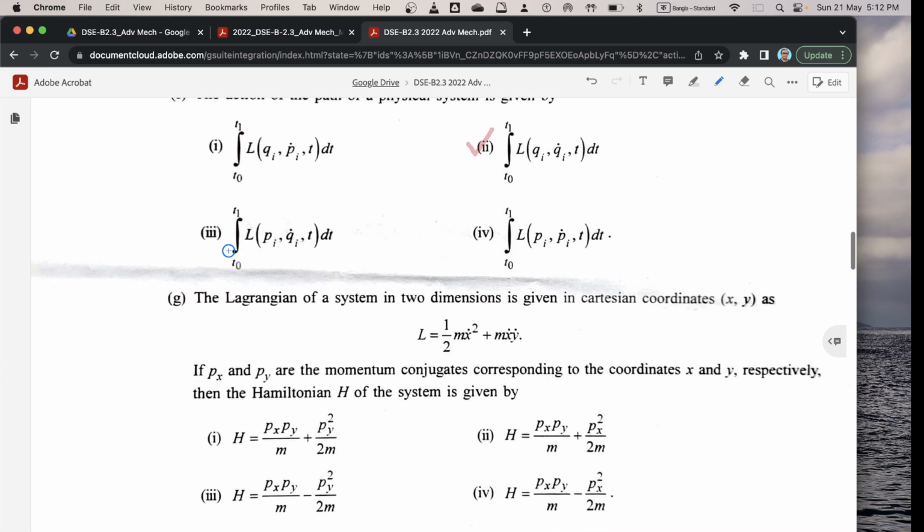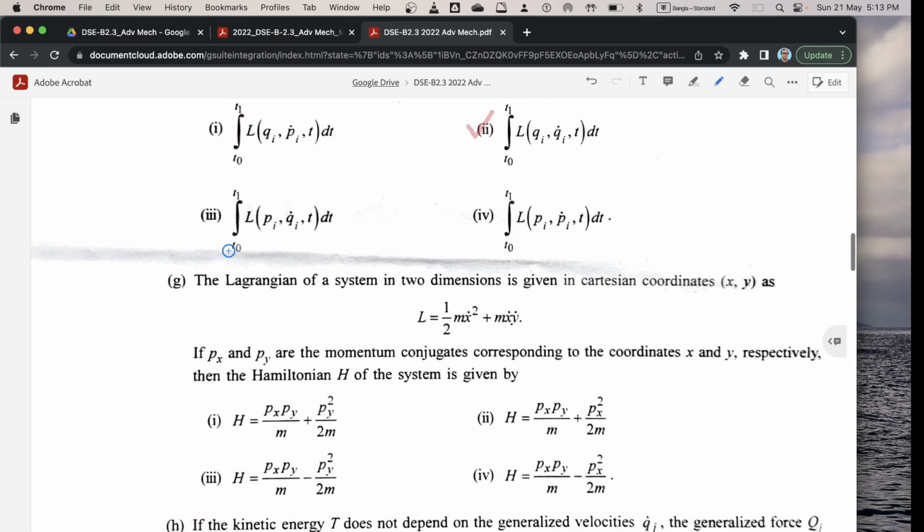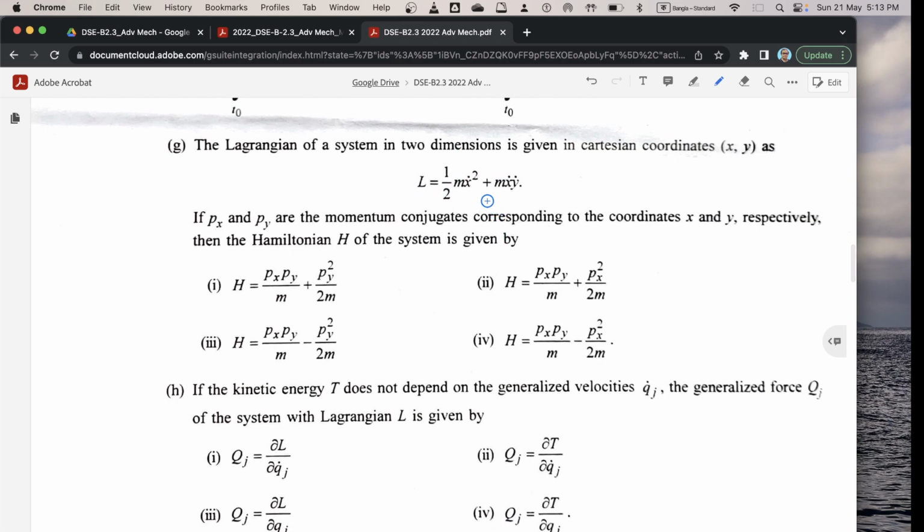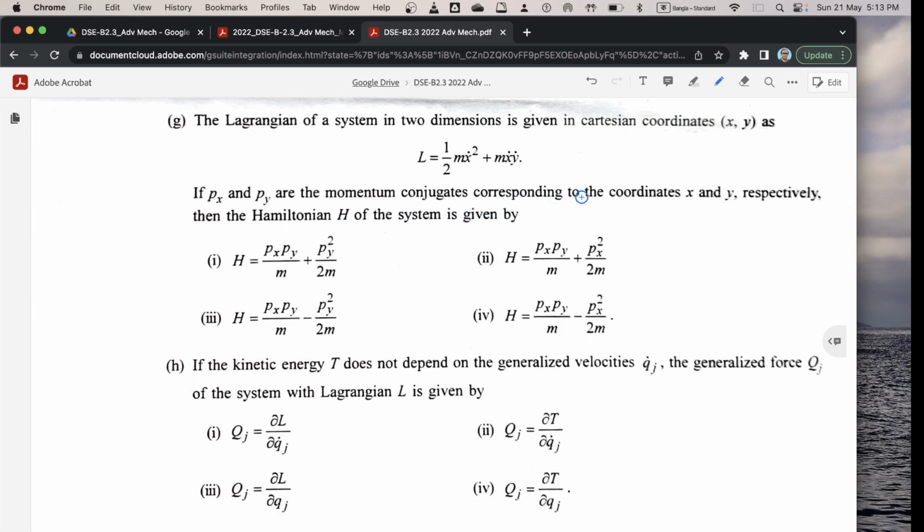Question G. The Lagrangian of a system in two dimensions is given in Cartesian coordinates x, y as L equal to half m x dot square plus m x dot y dot. And p_x, p_y are the momenta conjugate to coordinates x and y respectively. Then the Hamiltonian H of the system is given by, the correct option is 3.